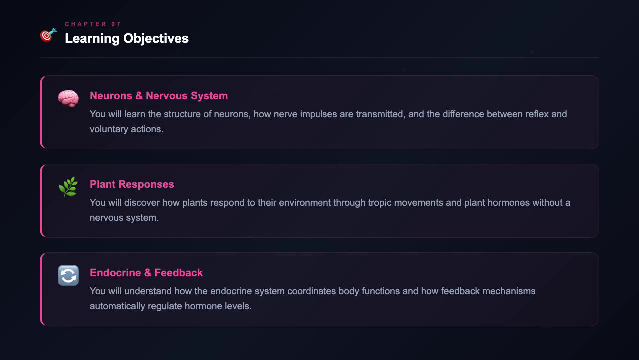In plants, you will discover how they respond to their environment without a nervous system. This includes tropic movements and the role of plant hormones. The chapter also covers the endocrine system and how it coordinates body functions differently than the nervous system. Additionally, you will learn about feedback mechanisms in hormone regulation, which maintain hormone levels through automatic monitoring and adjustment.